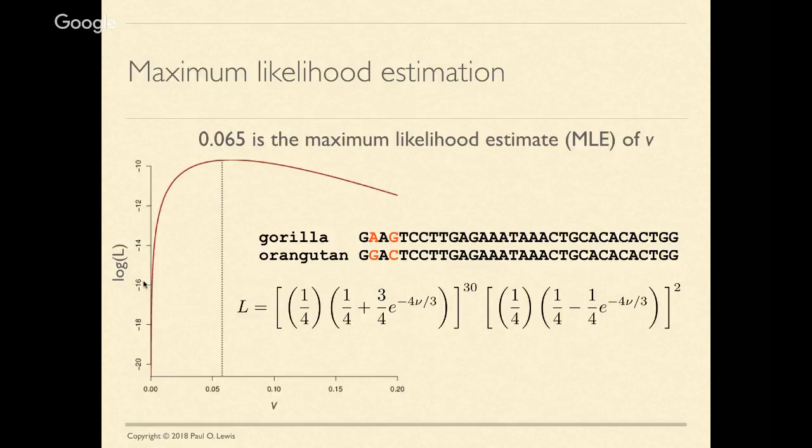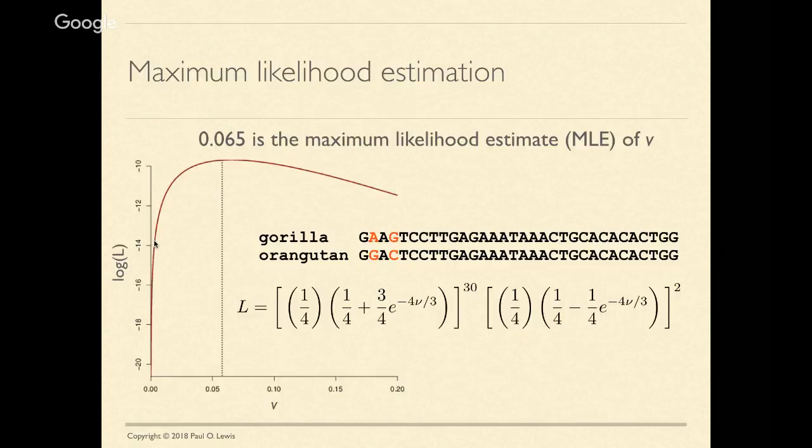I've plotted the log likelihood as a function of V. So V is on the x-axis, log likelihood is on the y-axis. Note how the curve maximizes or peaks out at the value 0.065. So this value is called the maximum likelihood estimate, or MLE, of V. And that value of V makes us least surprised at the data in front of us. The curve drops rapidly off as V gets smaller.